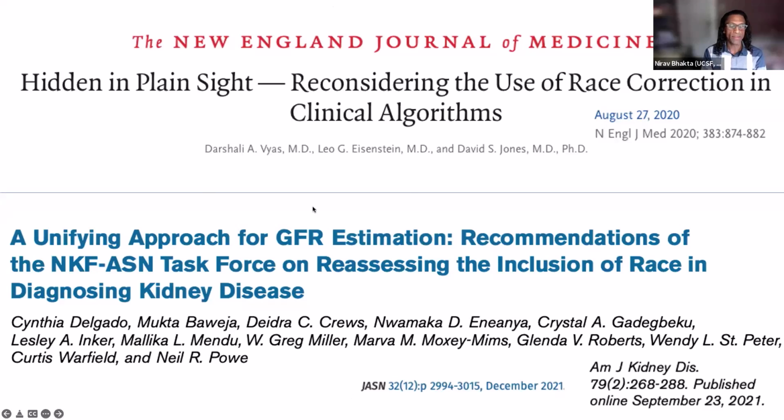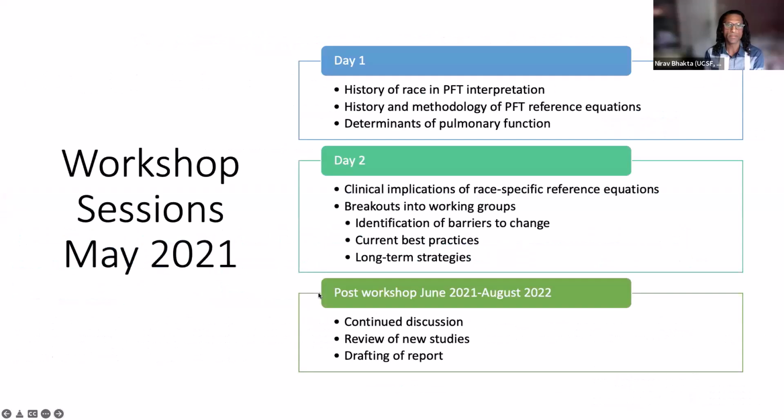We were also aware that the National Kidney Foundation and other professional societies were working for a number of years on addressing the use of race in eGFR calculations, and that in 2021, their final guidance was issued, which again told us that we needed to work on this, and that it was very timely to get some guidance out soon. The workshop was held in May of 2021 over the course of 2 days, again virtually, where we talked about the history of race and PFT interpretation, the determinants of pulmonary function, clinical implications, and then how we were going to move forward.